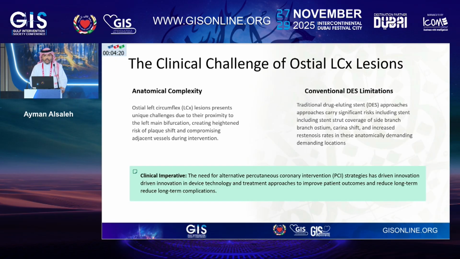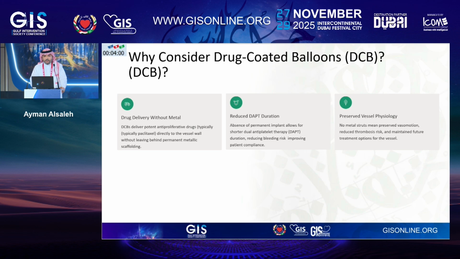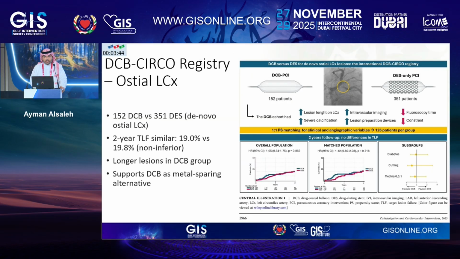What are the clinical challenges of the ostial circ? Anatomical complexity, and conventional DES limitation because of stent strut coverage of the side branch. This gives us what we were just talking about, the paradigm shift. Maybe ostial disease will benefit from DEB or another approach that differs from our conventional planning. So why consider a drug-eluting balloon? Drug without metal is very attractive, with reduced DAPT duration, preserved vessel physiology, basically vasomotion, reduced thrombosis risk, and maintained future treatment options for the vessel.